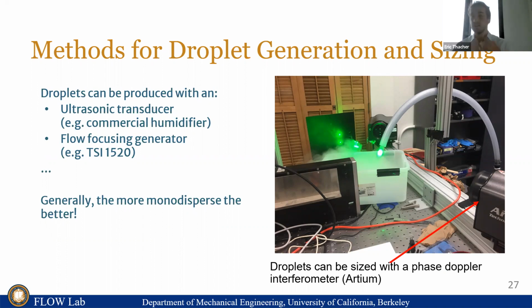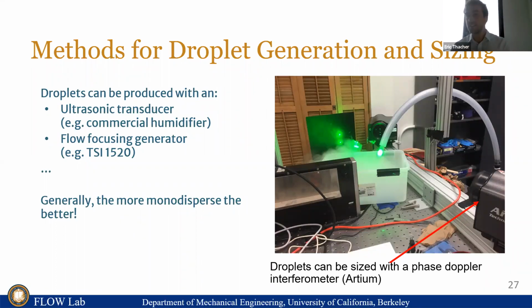Basically what we did is that there are many different ways to produce droplets. A commercial humidifier is one of the easiest ways, and that's what we used. We can then size the droplets produced using a phase Doppler interferometer, which has 2 intersecting laser beams. As droplets pass through that intersection point, they create a series of interference fringes. By studying that fringe pattern, you can determine what size droplets pass through the intersection point.